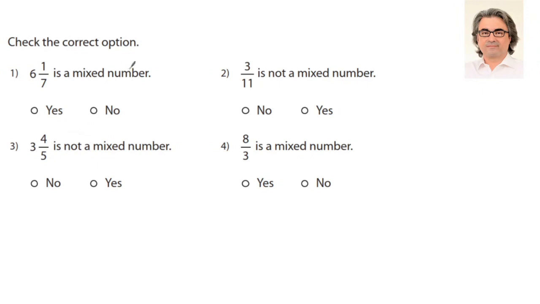Now check the correct option on the next page. The first one, we should tell yes or no, or true or false. 6 and 1 over 7 is a mixed number. Yes, it's true. 3 over 11 is not a mixed number. Yes, it's true. 3 and 4 over 5 is not a mixed number. It's wrong. No, it's a mixed number. 8 over 3 is a mixed number. No, it's not a mixed number. It's an improper fraction.